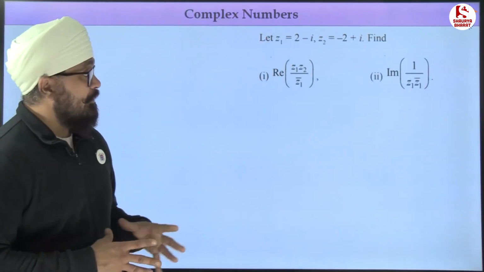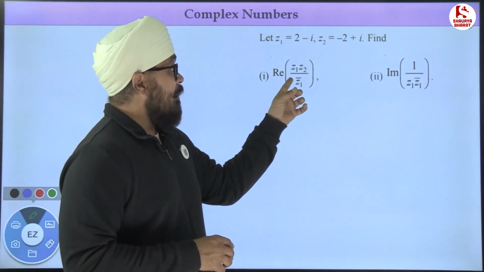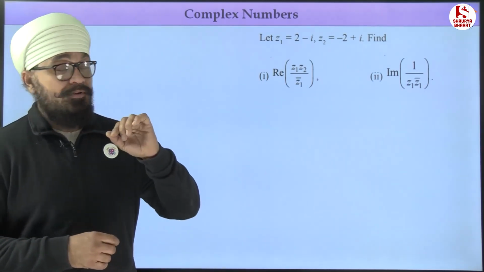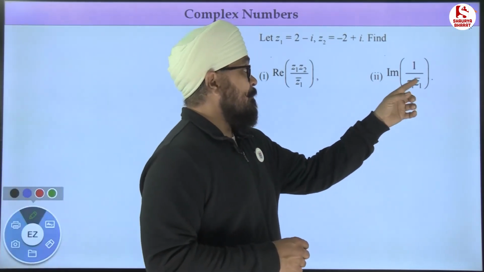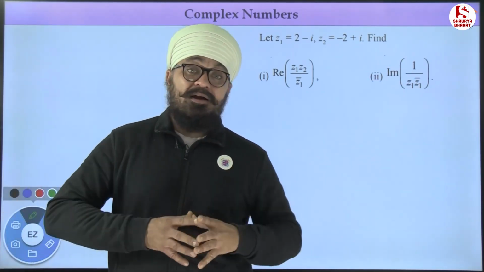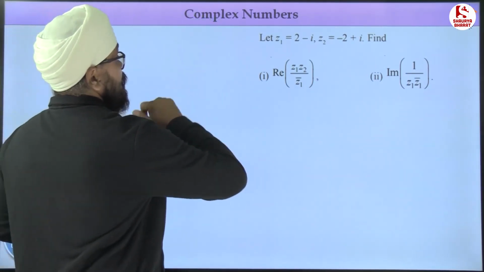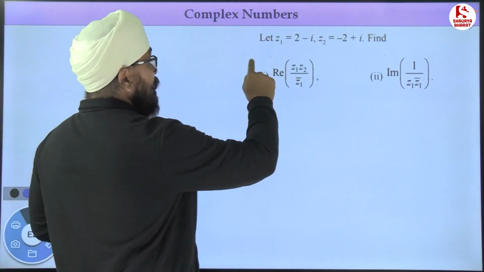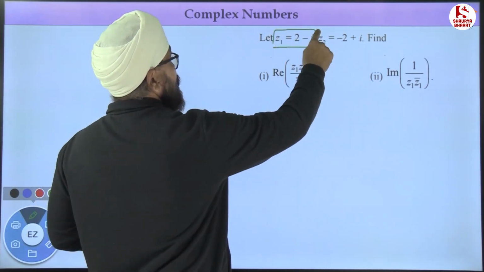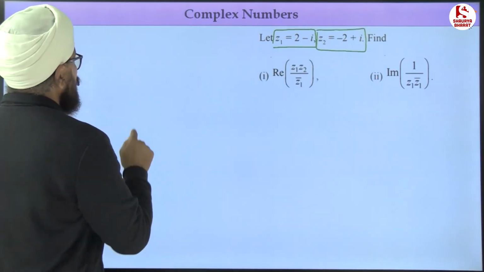Now, let us take one more interesting question where a new thing is coming, which is the real part of z1 into z2 divided by z1 conjugate. And the other one is find the imaginary part of 1 upon z1 and z2 conjugate. We will take care of the properties also, but let's first take this simple division and multiplication where z1 is given to you as 2 plus iota and z2 is given as minus 2 plus iota. So, first I will take the product.